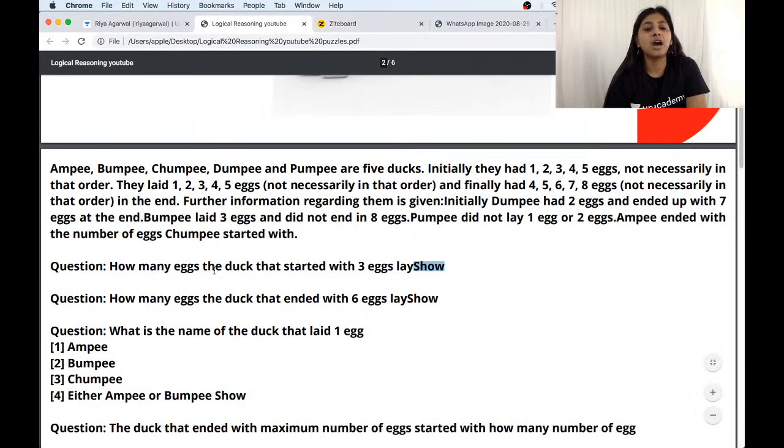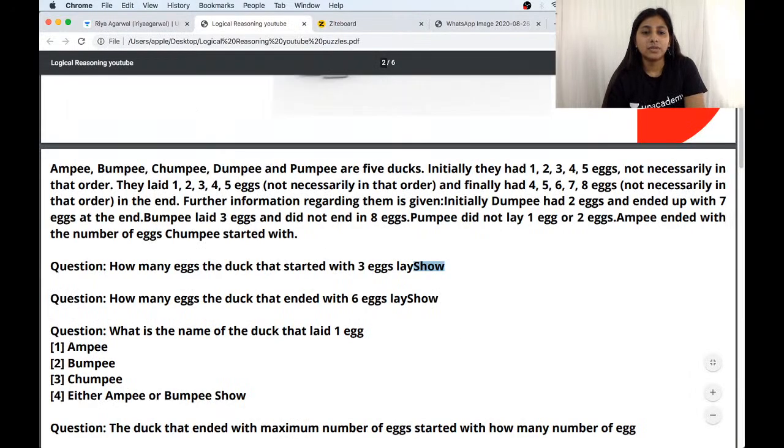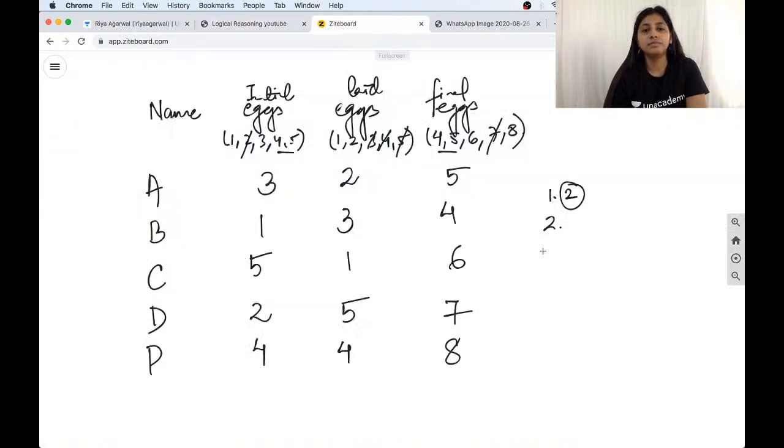Now the question is asking how many eggs does the duck that started with 3 eggs lay? Started with 3 eggs is A, and A laid 2 eggs. The answer is 2 for the first question. Second question is how many eggs does the duck that ended up with 6 eggs lay? Ended up with 6, how many laid? 1. The answer is 1.